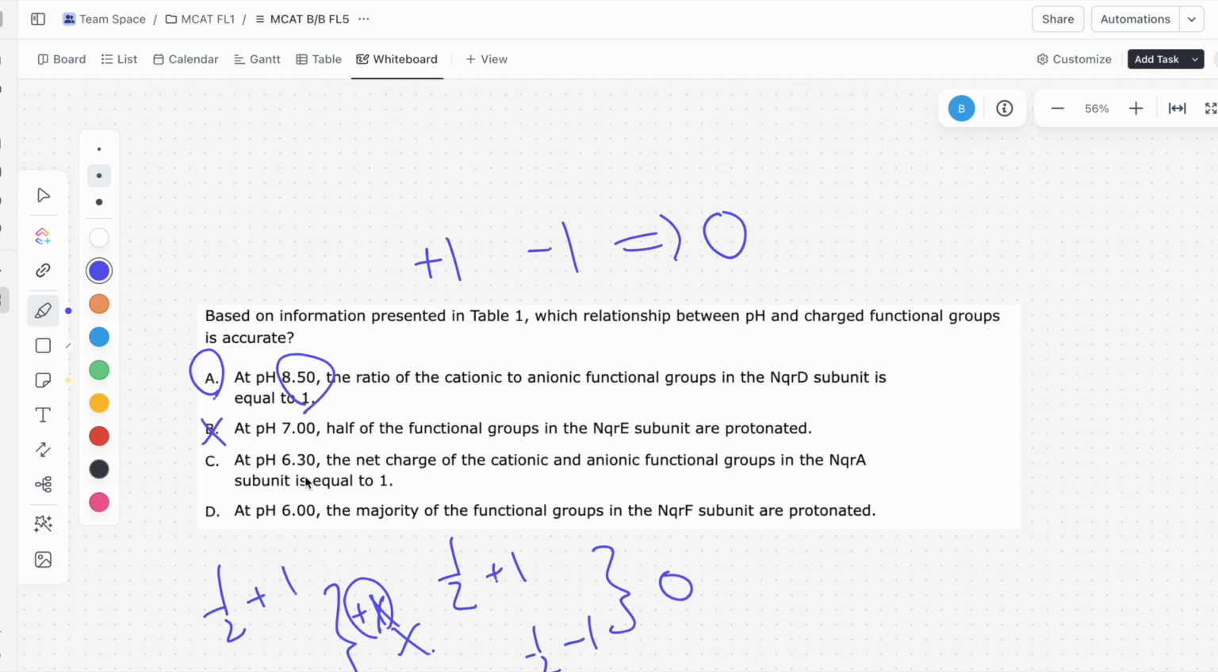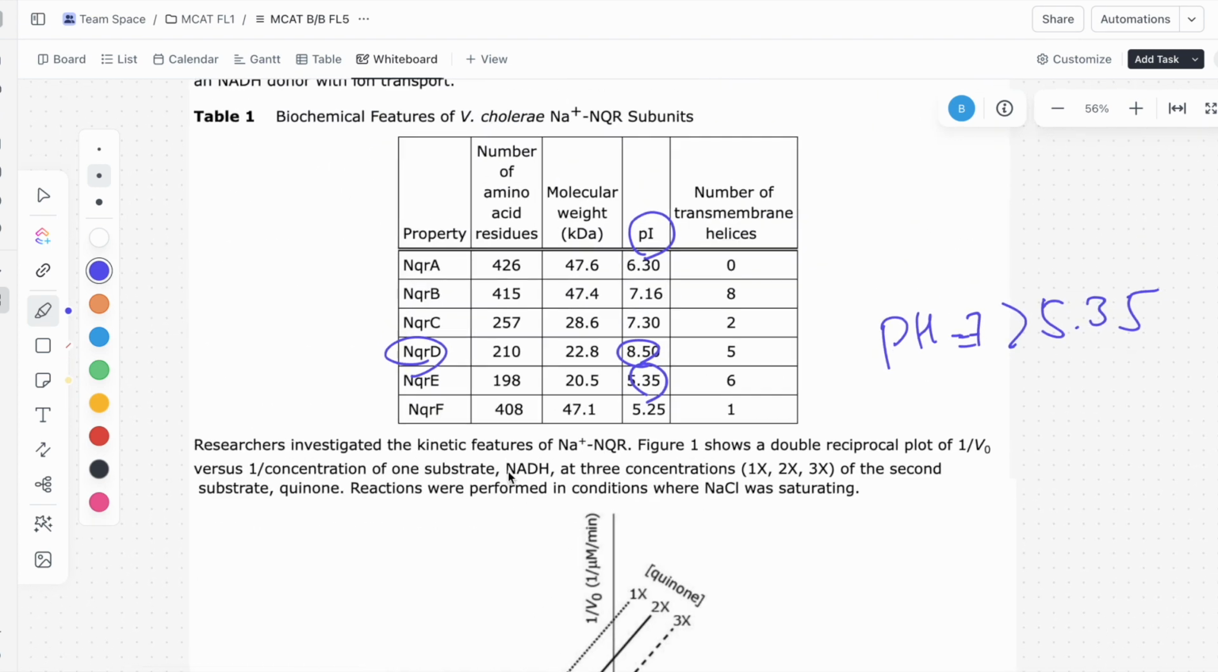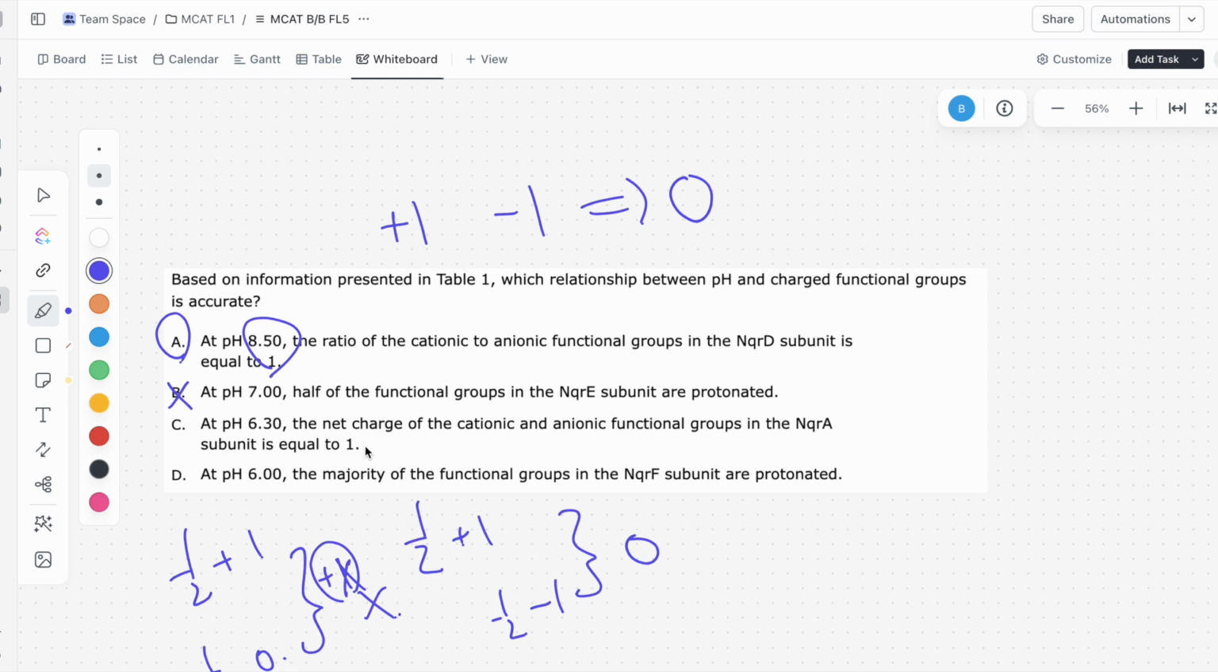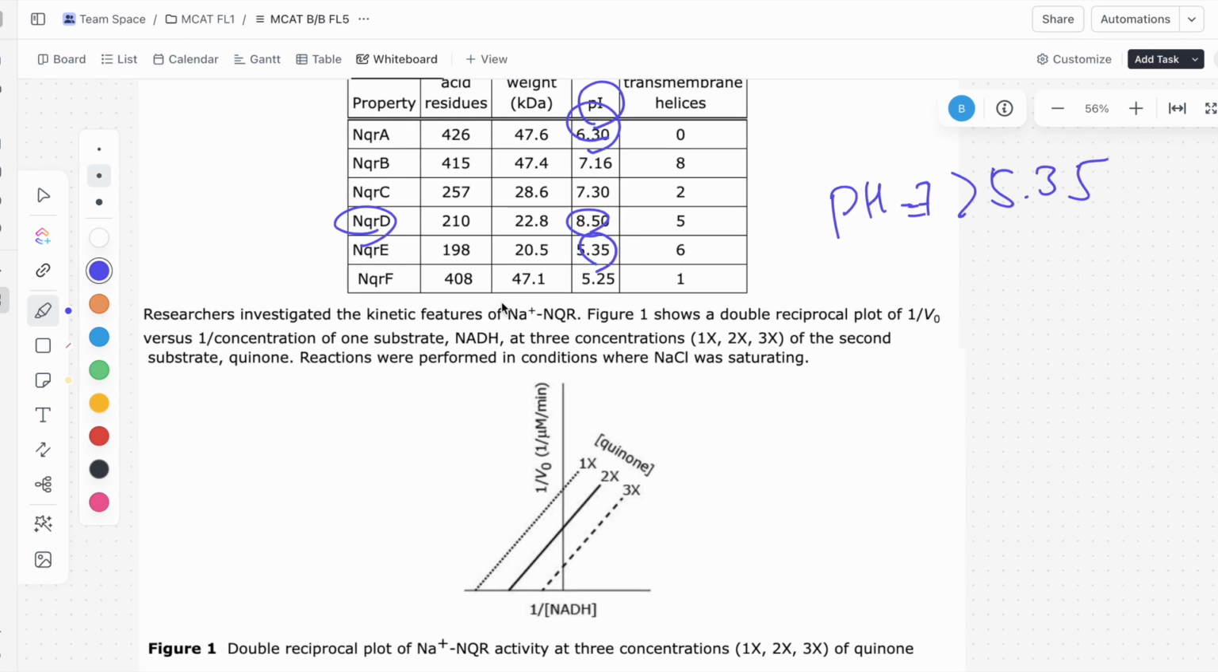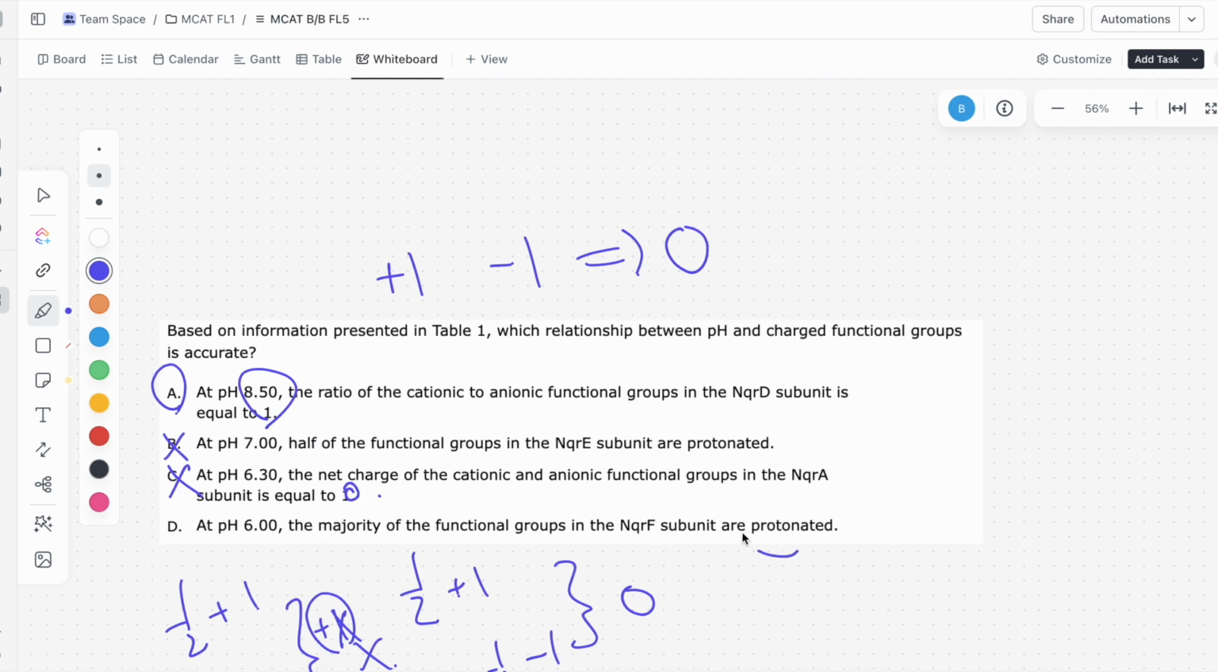C says at pH 6.3, the net charge of the cationic and anionic functional groups in the NQRA subunit is equal to 1. Let's take a look at NQRA. So again, PI is 6.3. Guys, remember, if the PI is 6.3 and you're at a pH of 6.3, the net charge is going to be 0, not 1. So C has to be incorrect. And finally, D, it says at pH 6, the majority of the functional groups in the NQRF subunit are protonated. All right, NQRF. This is the PI. Again, if the pH is greater than the PI, the majority of your group is going to be deprotonated, okay? So D has to be incorrect since it should be deprotonated, not protonated, leaving A as the correct answer for this question.